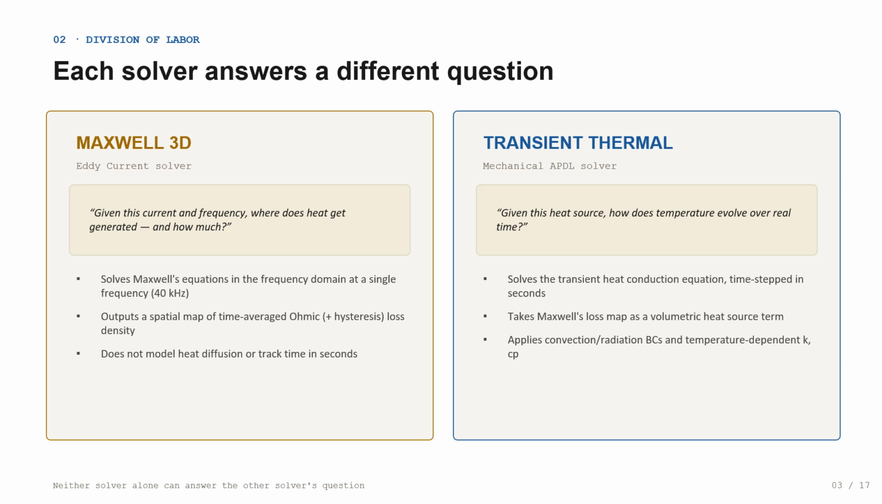Transient thermal, on the right, answers the complementary question. Given this heat source, how does temperature evolve over real, physical time? It solves the transient heat conduction equation, stepped second by second, using Maxwell's loss map as a volumetric heat source, and applying convection and radiation boundary conditions together with temperature-dependent conductivity and specific heat. Neither of these solvers on its own can answer the other one's question. That is precisely why we need a coupling between them. And that coupling is what the rest of this talk is about.